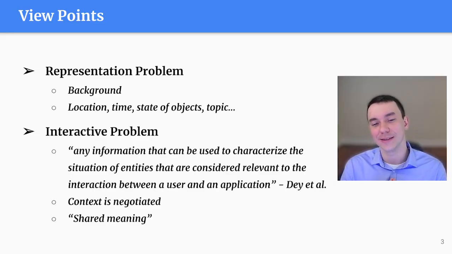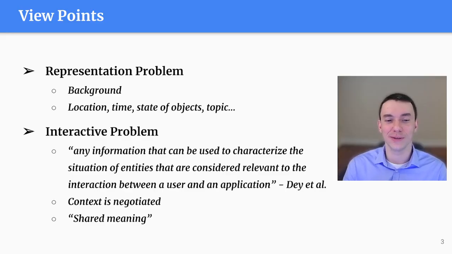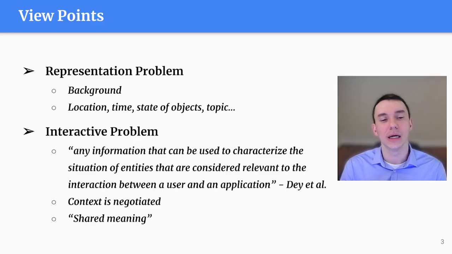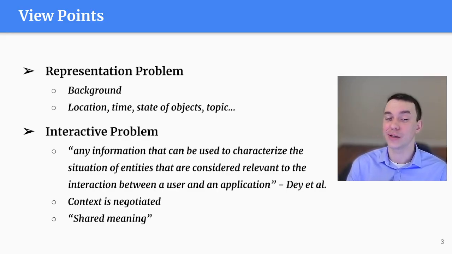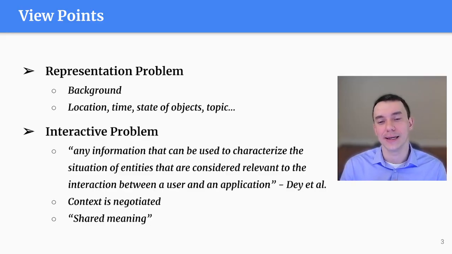And so here's the definition that Dey and some of his colleagues had that I thought was appropriate. Any information that can be used to characterize the situation of entities, which is just people, places, things, that are considered relevant to the interaction between a user and an application. So the keyword there is interaction. That idea that the user is doing something, they're working towards something, they're using the application, and they're going back and forth, and the context is being developed in the course of it. So context is ultimately something that we're negotiating, ultimately coming to that idea of a shared meaning where we are seeing eye to eye.